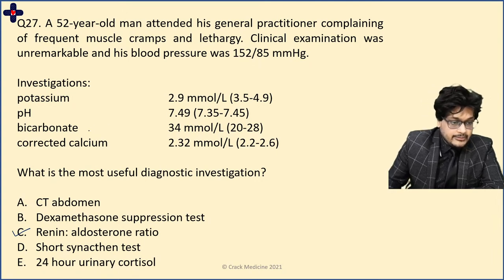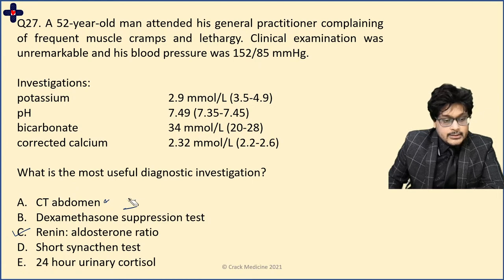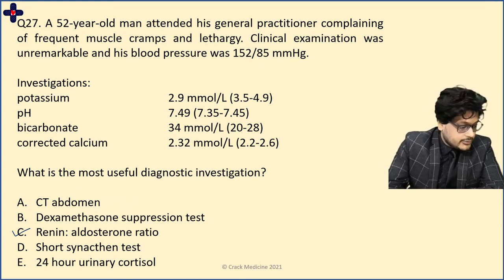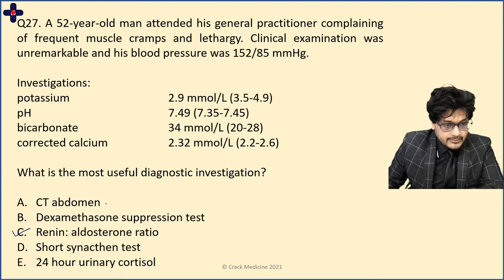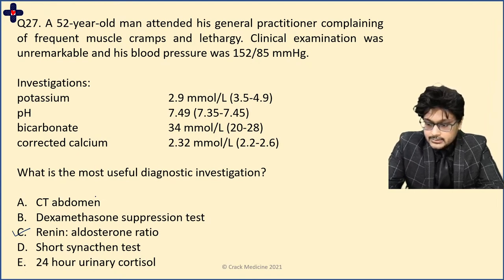And then you can go ahead with CT abdomen. This will be the next investigation. Okay, so this is your next investigation, CT abdomen, to find out where is the tumor. It could be your adrenal hyperplasia or primary hyperaldosteronism, whatever. Okay, so I think also CT will help you identify whether the tumor is resectable or not on the adrenals. Okay.